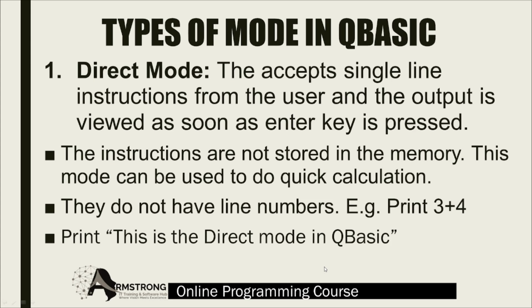The first mode we are going to talk about is called direct mode. The direct mode accepts a single line instruction from the user, and the output is viewed as soon as the user presses the enter key. It processes the command. These instructions are not stored in the memory. This mode can be used to do a quick calculation. They are not, however, used with a line number. An example is print 3 plus 4. This is direct mode in QBasic.